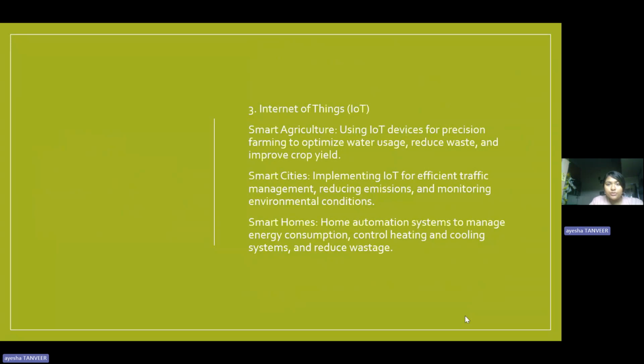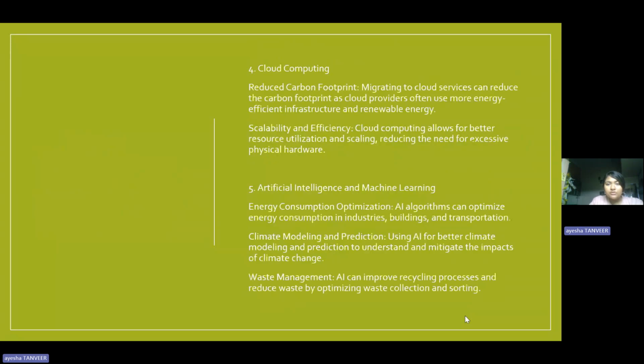Cloud computing. Reduce carbon footprint. Migrating to cloud services can reduce the carbon footprint as cloud providers often use more energy efficient infrastructure and renewable energy. Scalability and efficiency. Cloud computing allows for better resource utilization and scaling, reducing the need for excessive physical hardware.